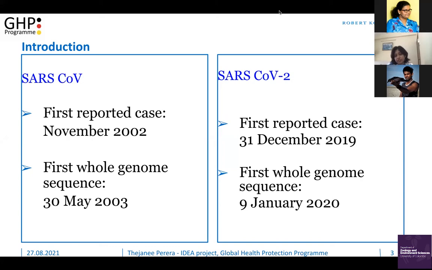But in the recent outbreak of SARS coronavirus 2, the first case was reported on 31st December 2019. With the advancement of sequencing techniques, the scientists could do the whole genome sequencing almost within a week. So they could release the whole genome sequence of the virus by 9th January 2020.